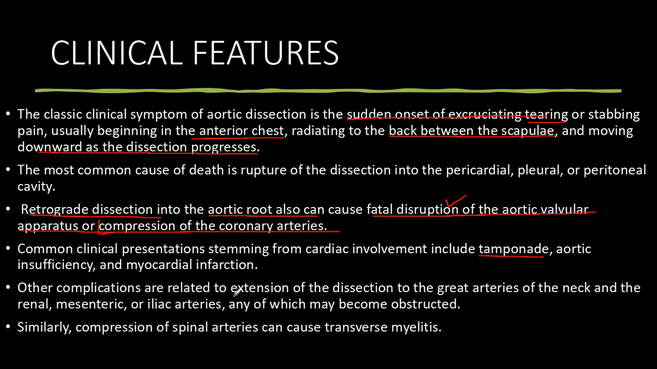Other complications are related to the extension of the dissection to the great arteries of the neck, and the renal, mesenteric, or iliac arteries may be involved. Imagine if you have an obstruction of, say, the mesenteric artery. You can imagine the catastrophic events which might follow that. Also, you might have compression of the spinal artery, such as the artery of Adamkiewicz, and this will lead to transverse myelitis.